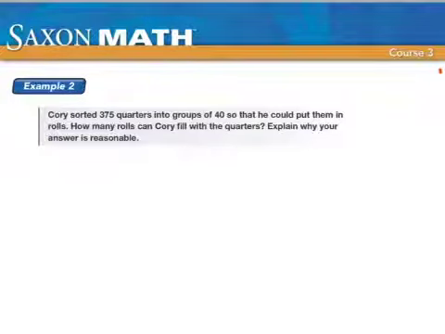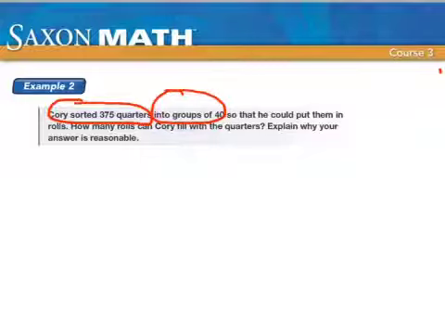Okay, again, let's understand the problem. Let's make sure we know what we're doing. Circle what we know. We know Corey sorted 375 quarters into groups. We know that he sorted them into groups of 40, because that's how many quarters have to go into a roll. We want to know how many rolls he can fill with the quarters.